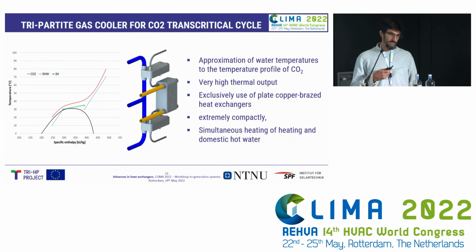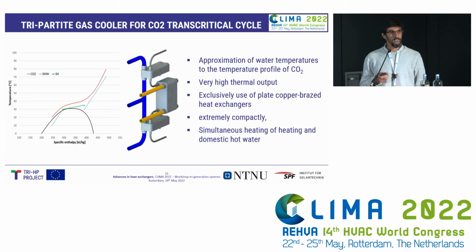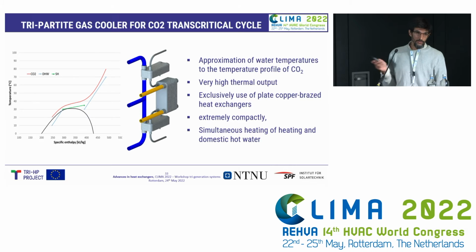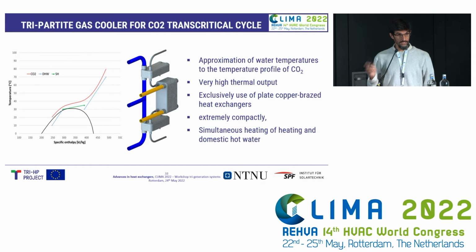The second heat exchanger we developed was a three-parted gas cooler. That's necessary for CO2 applications with a transcritical cycle. For those that are not on the CO2 side, I would say a gas cooler is an equivalent of a condenser. The difference is that in transcritical CO2 cycles, the CO2 is not condensing, but it's having a large delta T in the gas cooler. And this means it's very good for domestic hot water applications where you can have water heated up from 10 to 60 degrees, but it's not good for space heating.